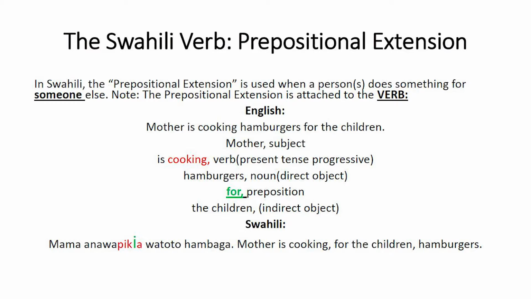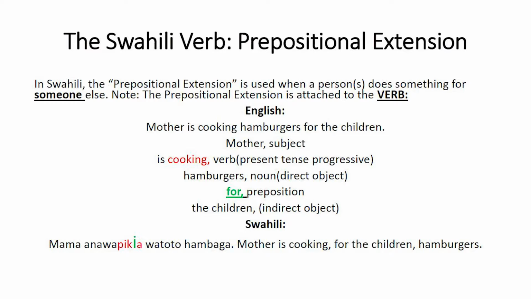So now we're going to take this same sentence and say it in Swahili. Again, the English is mother is cooking hamburgers for the children. So a Swahili person using the Kiunguja dialect would say, Mama anawapikia watoto hamburger. Instead of translating to mother is cooking hamburgers for the children, in Swahili the direct translation would be mother is cooking for the children hamburgers.